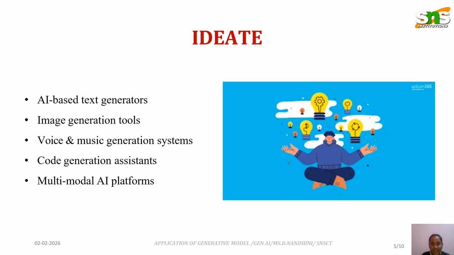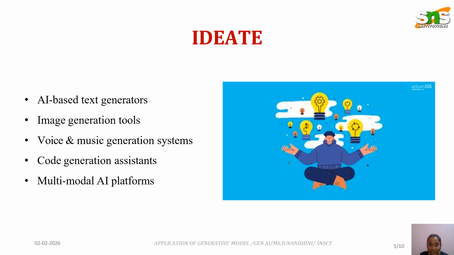Next one is the ideate phase. In this ideate phase, AI based text generators, image generation tools, voice and music generation systems, code generation assistants, and multi-modal AI platforms are used. It is also known as the generating ideas and solutions phase. Here, a generator generates new ideas, new designs, different text, different images, and different solutions, which support brainstorming with multiple alternatives.